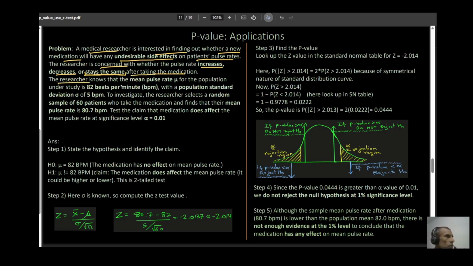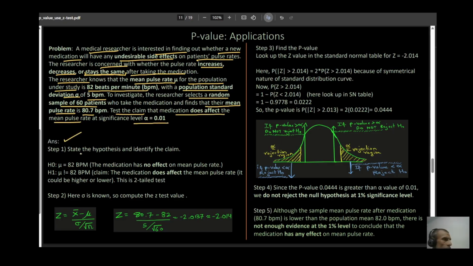Now, the researcher knows that the mean pulse rate, mu, for the population under study is 82 beats per minute. And he also knows that the population standard deviation, sigma, is 5 beats per minute. So to investigate, he selects a random sample of 60 patients who take this medication and finds that their mean pulse rate is 80.7 bpm. Now, test the claim that the medication does affect the mean pulse rate at significance level alpha equal to 0.01. Well, we follow the same steps.